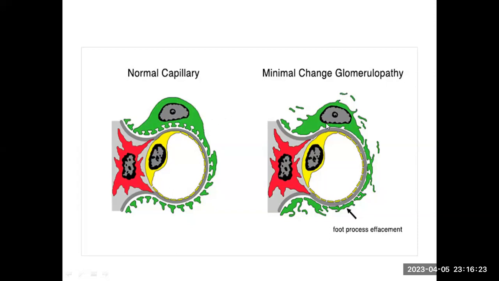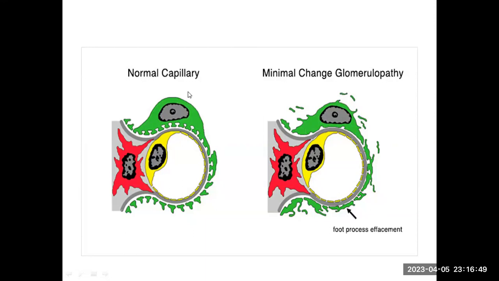In minimal change disease, the first and the earliest change that will happen whenever you have any glomerular injury is effacement or fusion of the podocytes. As you can see here, the foot processes of the podocytes are no longer clearly seen because they are fused and effaced. And this is the only finding which will be detected in minimal change disease.